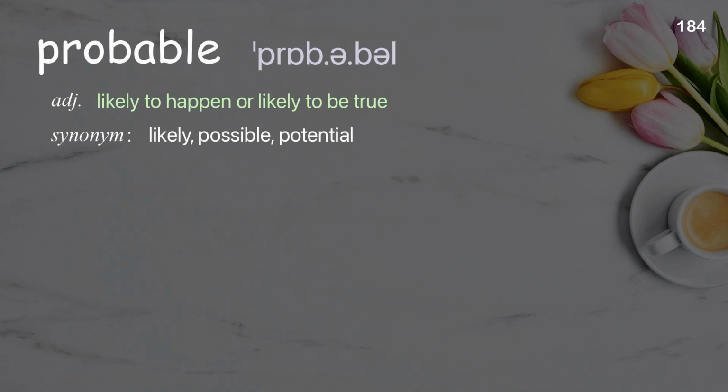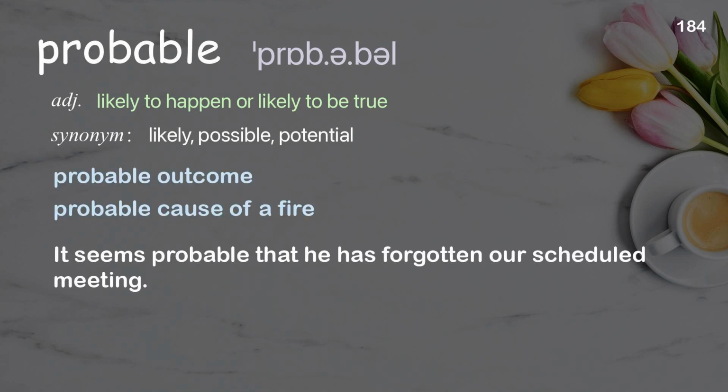Probable: likely to happen or likely to be true. Examples: Probable outcome. Probable cause of a fire. It seems probable that he has forgotten our scheduled meeting.